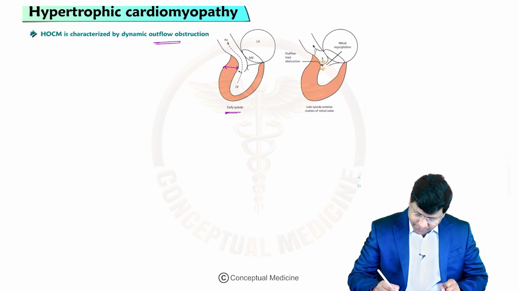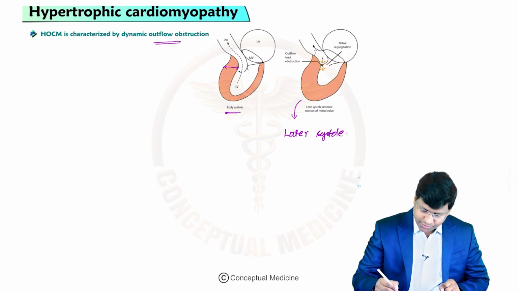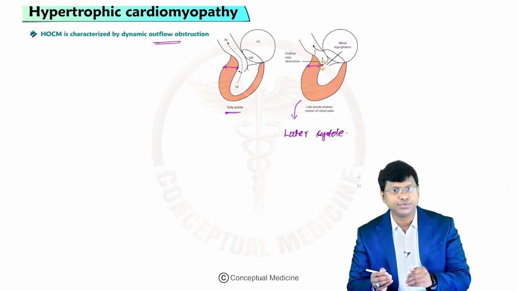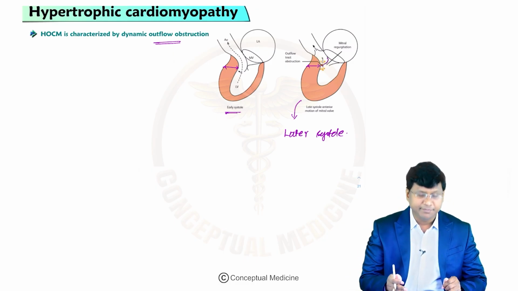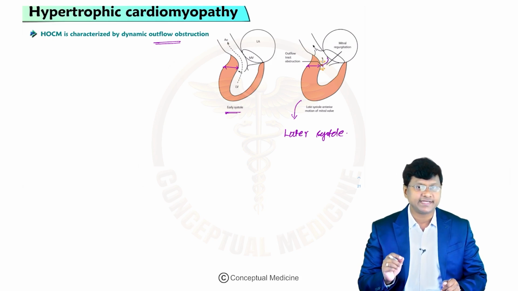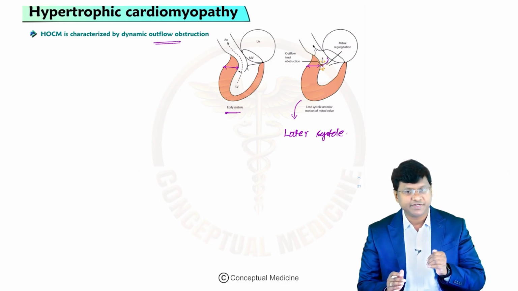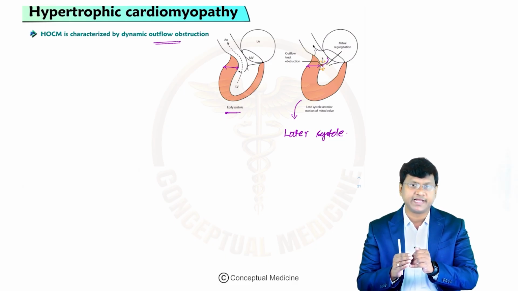And during the later part of the systole, the hypertrophied septum moves near to your anterior mitral leaflet, and at the same time the anterior mitral leaflet moves towards the hypertrophied septum, and that we call systolic anterior motion of the anterior mitral leaflet. So basically, during the systole, the hypertrophied septum is moving near to your anterior mitral leaflet and the anterior mitral leaflet is moving near to your hypertrophied septum.